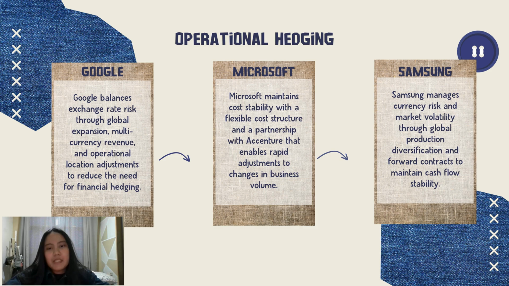Samsung implements operational hedging by managing currency risk and market volatility through geographic diversification of production and forward contracts. With forward contracts and money market, Samsung locked in exchange rates to maintain cash flow stability amid global fluctuation.